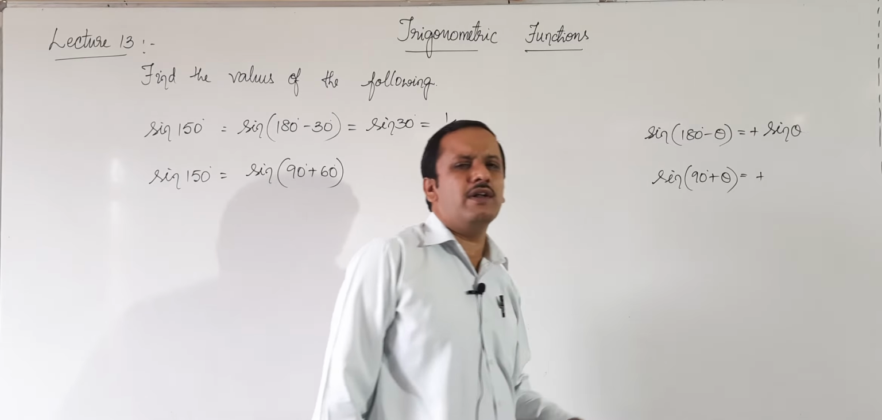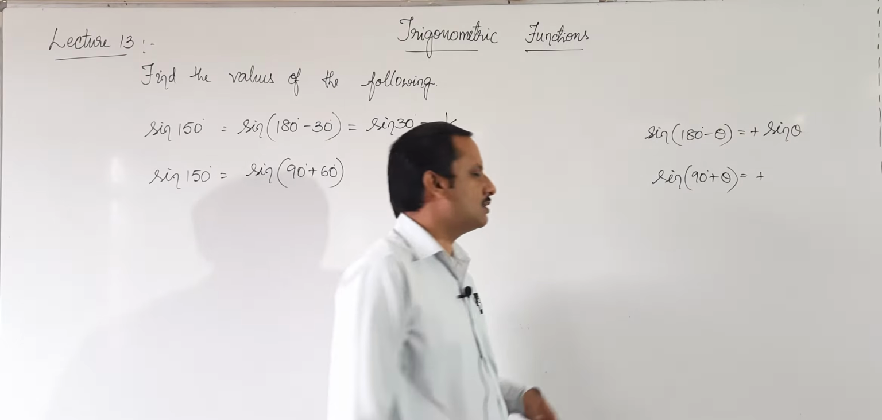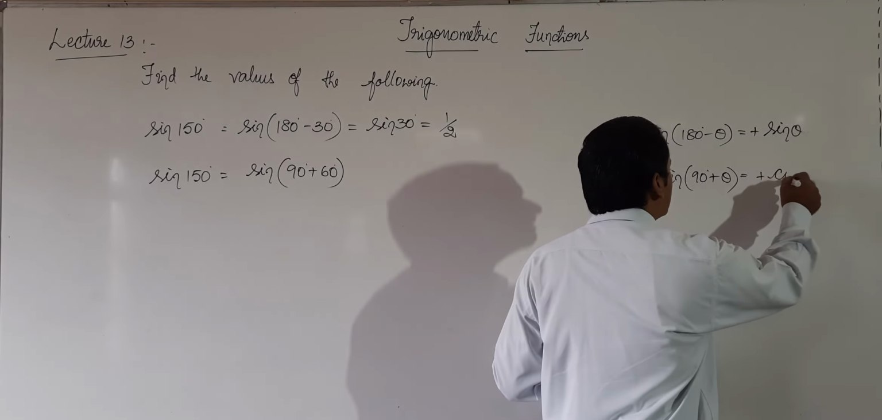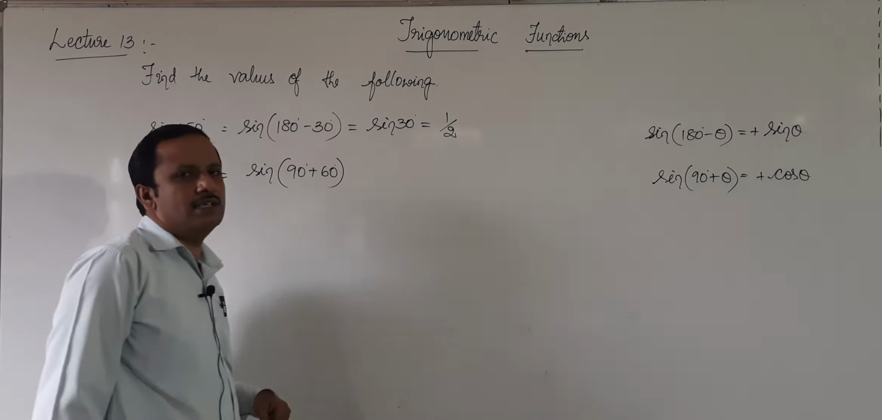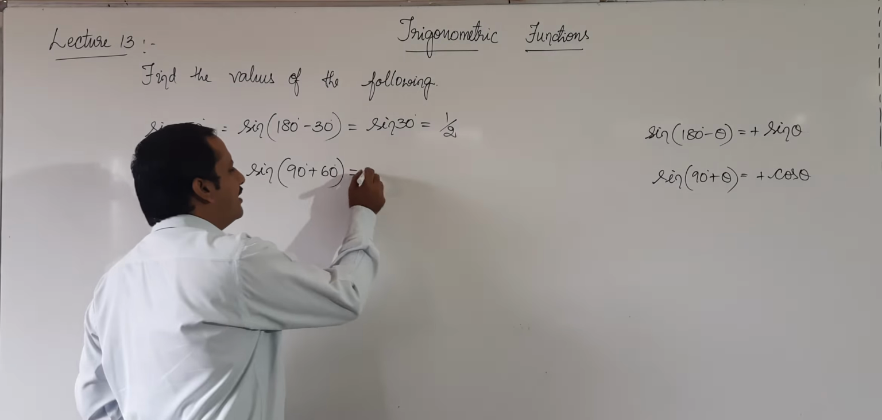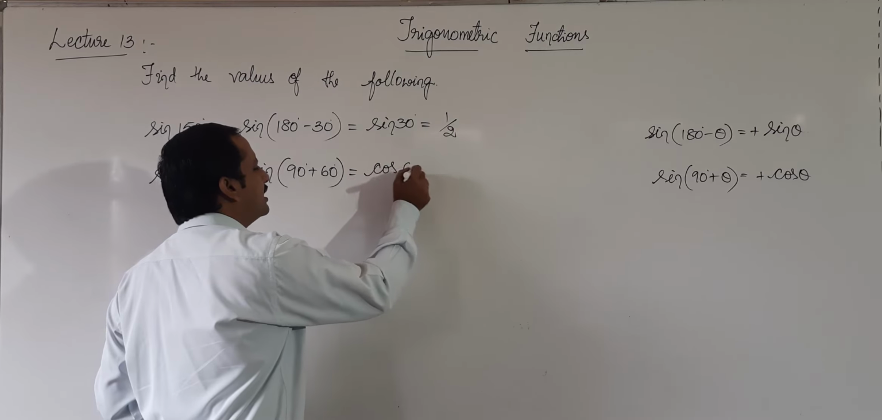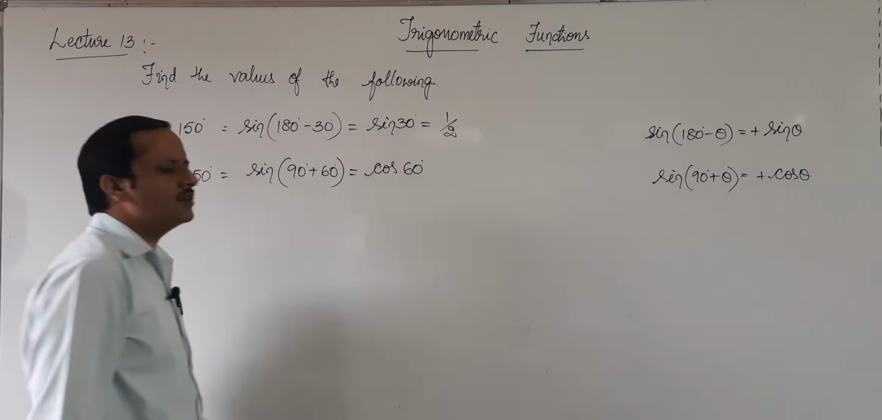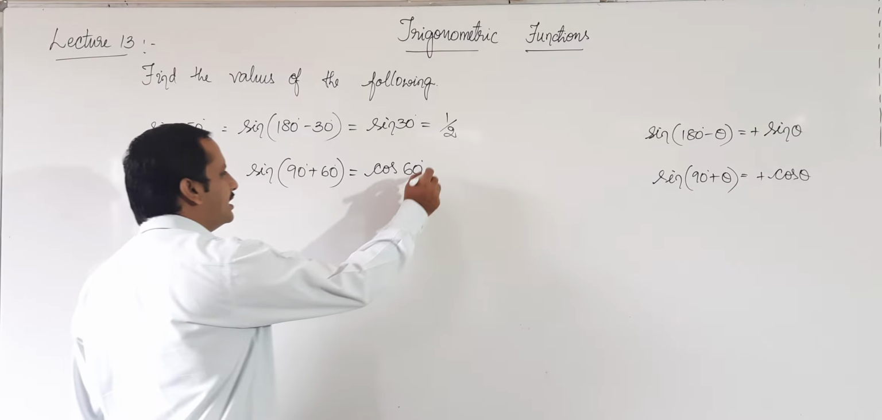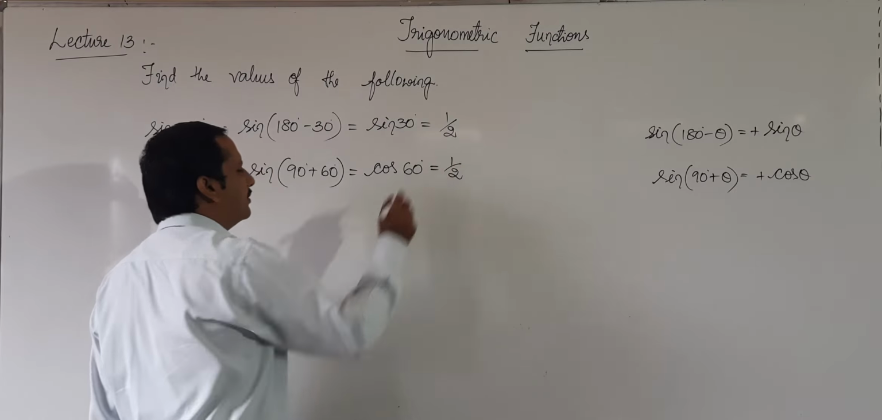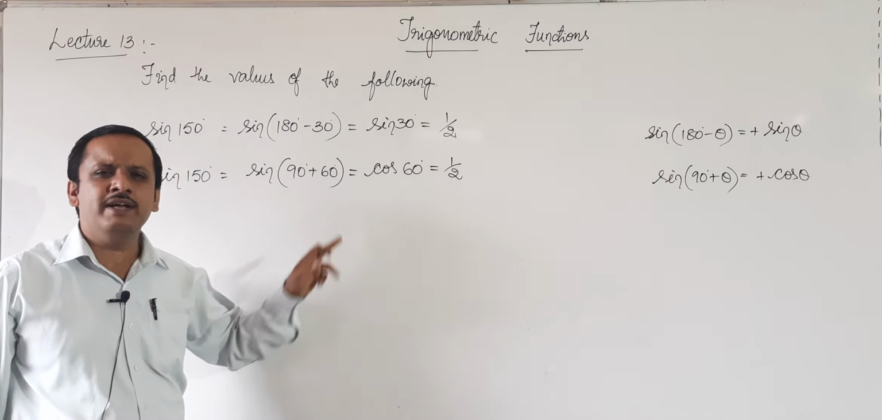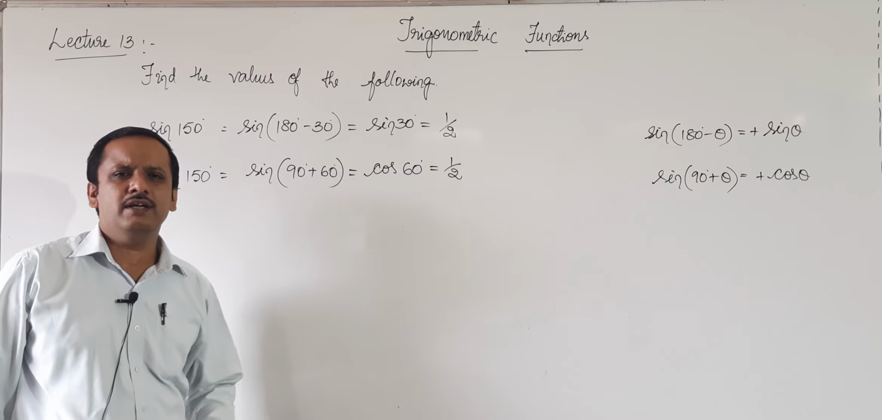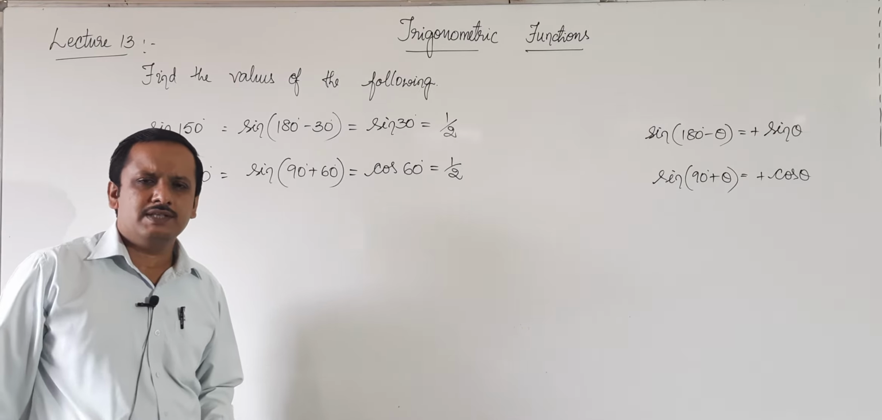What is the co-function for sine? It is cos. So sin(90 plus theta) is nothing but cos theta. So that will give you cos theta. Here theta is 60 degree, cos 60. What is the value of cos 60? That's equal to 1 by 2. So whether you solve by this method or solve by this way, you are going to get the same answer. Is it clear?